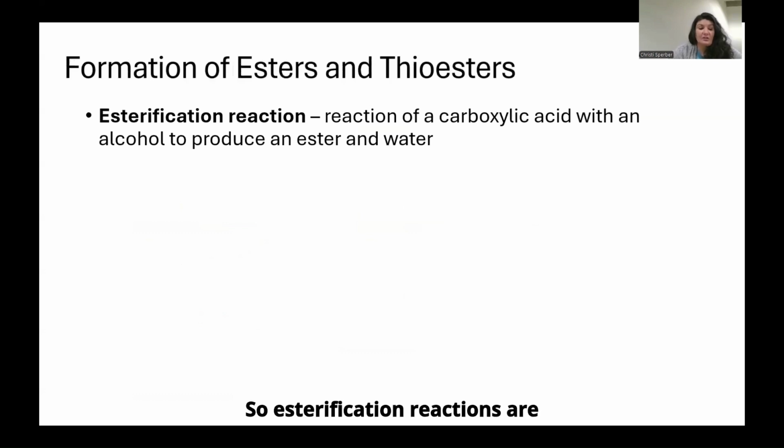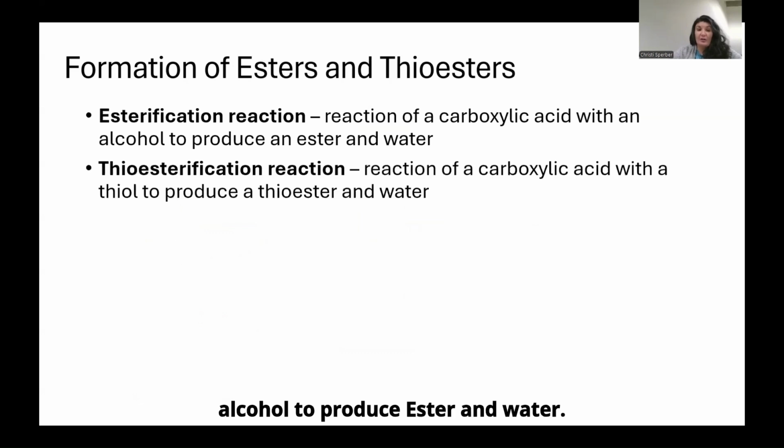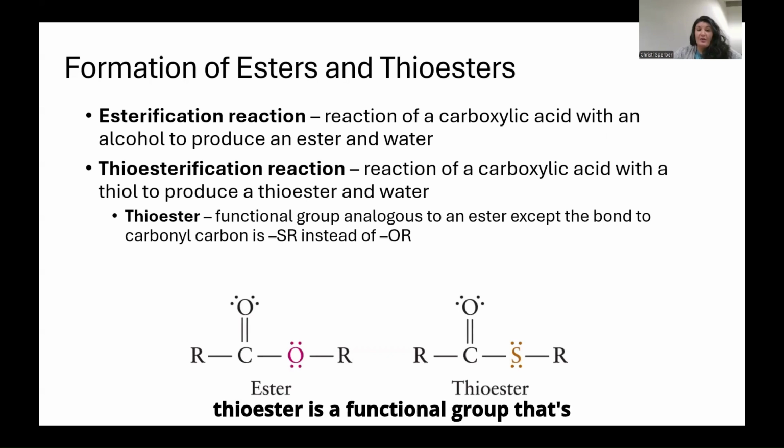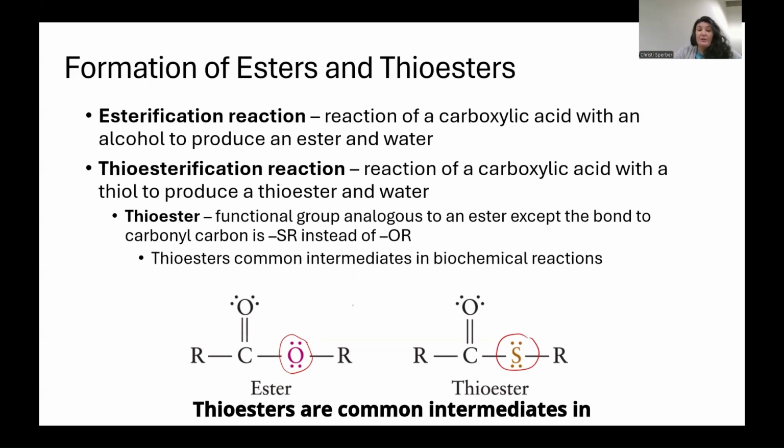So esterification reactions are reactions of a carboxylic acid with an alcohol to produce an ester and water. Thioesterification is the reaction of a carboxylic acid with a thiol to produce a thioester and water. A thioester is a functional group that's analogous to an ester, except the bond to the carbonyl carbon is SR instead of OR. So it's the same thing as an ester, except this heteroatom bonded to the carbonyl carbon is a sulfur instead of an oxygen, hence the thio. Thioesters are common intermediates in biochemical reactions.